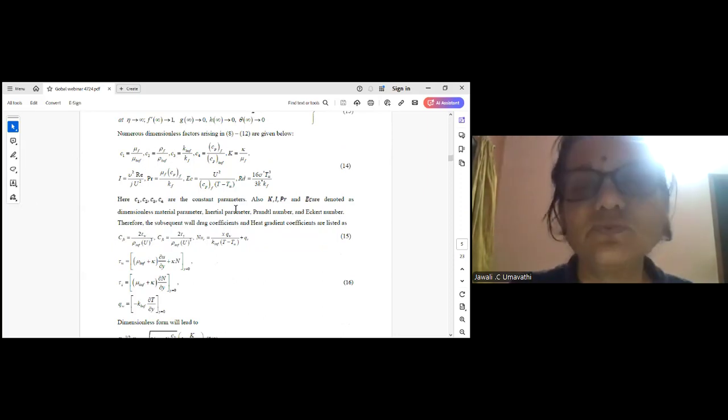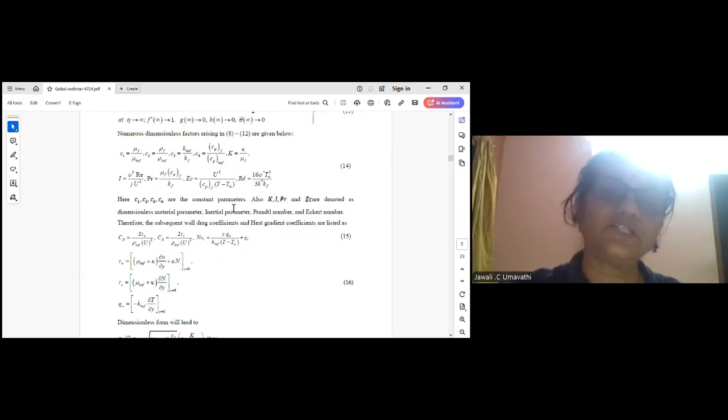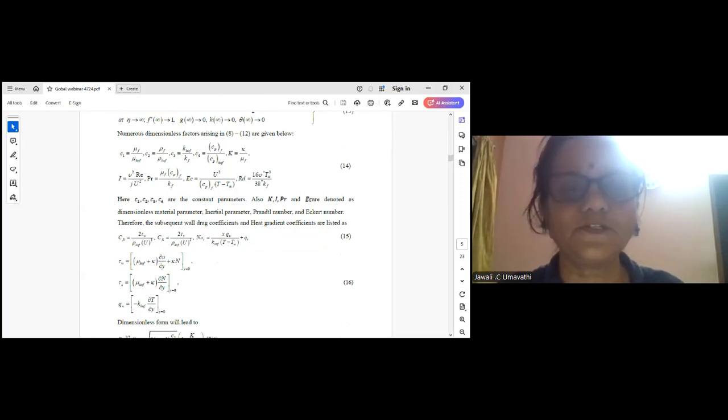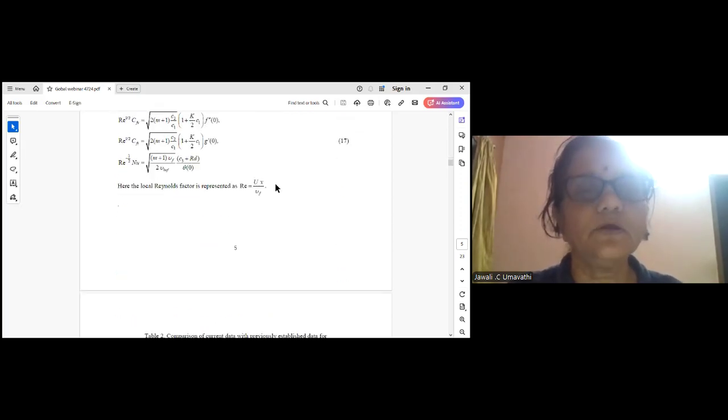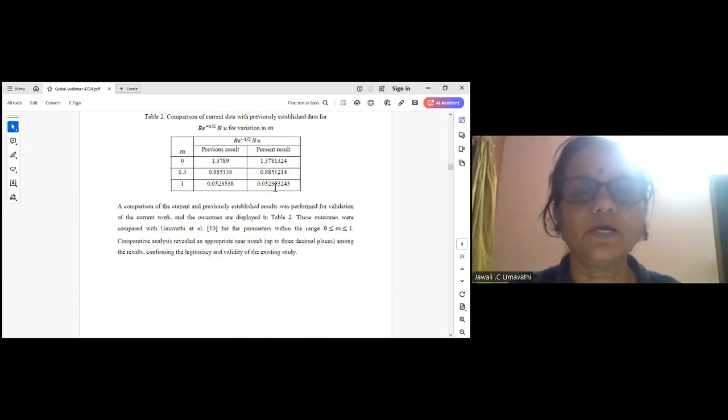It goes for some 30-page computation. So one should sit and do all those things. Then define all the parameters of physical interest, like Nusselt number, then Reynolds number. You know, Reynolds is the best dimensionless number to understand the fluid flow. So the local Reynolds number, and then we have the Hartree pressure gradient.